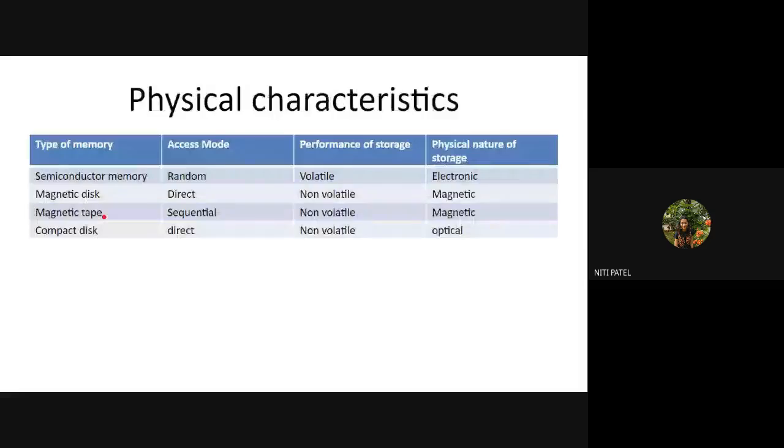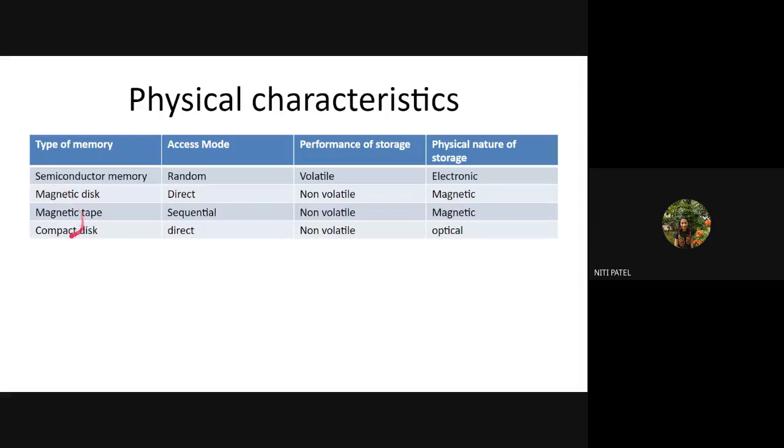Okay. Then apart from this, you also have some physical characteristics. What are those physical characteristics? They keep on changing depending upon what type of memory is used. Okay. So we may have some semiconducting memories. We have magnetic disk, we have magnetic tape, and we have compact disk. Compact disk is CD. Magnetic tapes and magnetic disks were used before the CDs and DVDs were used. And then you have something called semiconductor memory.